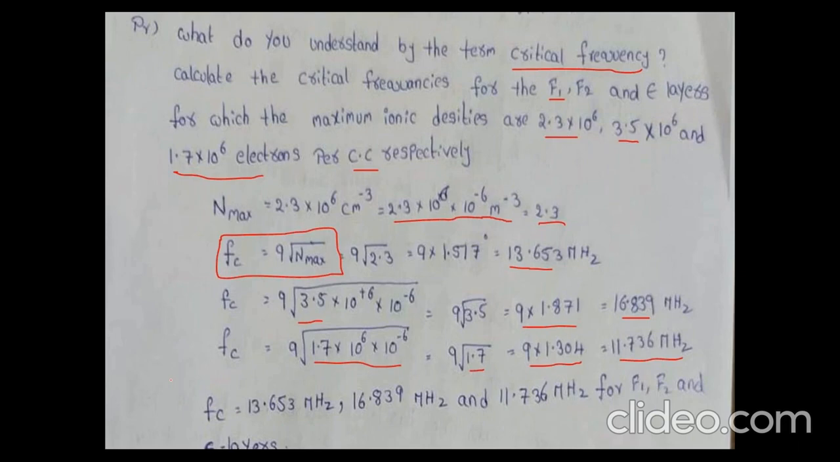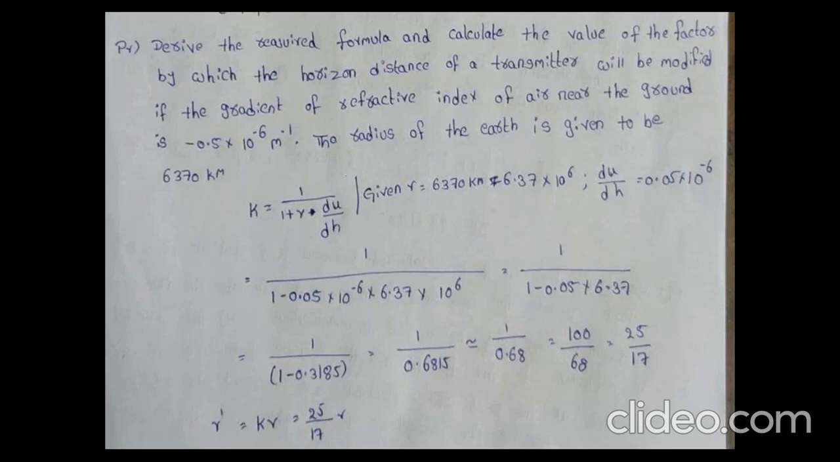If they ask for the D layer also, and give the electron density, you can find it using the same formula, which is Fc equal to 9 root n max. So n max is nothing but the maximum electron density per cubic meter. The only thing is, if you forget to convert into per meter cube, then it will be a problem. Since it is given as per centimeter cube, you have to convert into per meter cube. Don't forget this. We shall see the next problem.